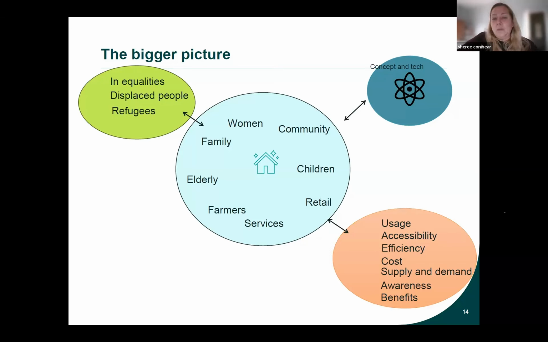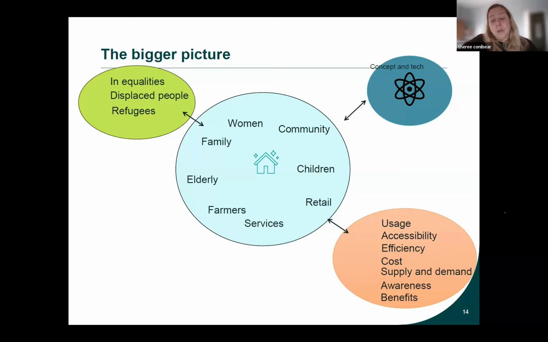So you could maybe be working on technology that's not suitable for children, so they wouldn't be in your little bubble of what you're thinking about. And then you might not have people who are refugees. You might have a large number of people who have disabilities within your community. So they're the ones that are outside that you need to bring in.